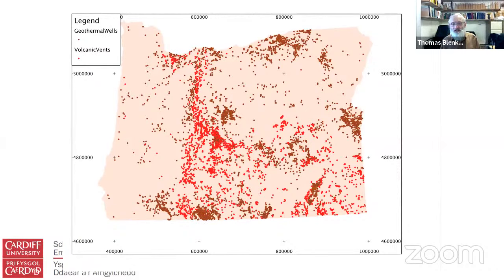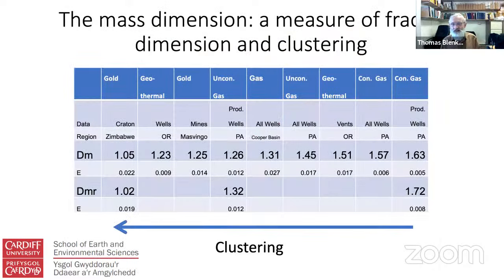So all of those things can be analyzed in terms of their fractal dimension, and these are the results from that analysis. And they're ranked from the low values at this end of the table, which apply to the gold deposits in Zimbabwe, to the high values at this end of the table, which pertain to conventional gas wells, with the unconventional gas wells somewhere here in the middle.